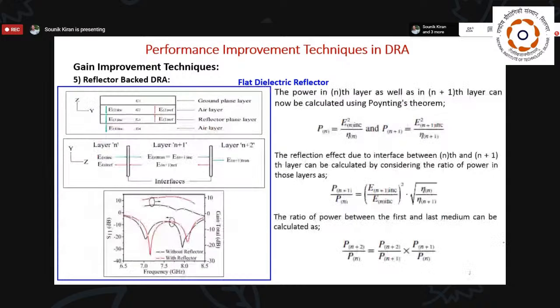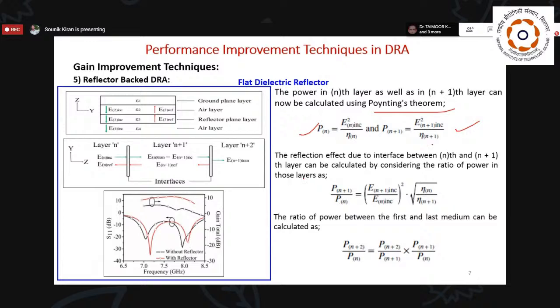Then what we did, we need to find the power, because how can we find out how much power is being transmitted, how much power is being reflected? To find that, we need to use the Poynting theorem, and then we can use these two formulas for finding out the power in different layers. When we have this information, how much power is being transmitted, how much power is being reflected for different layers.